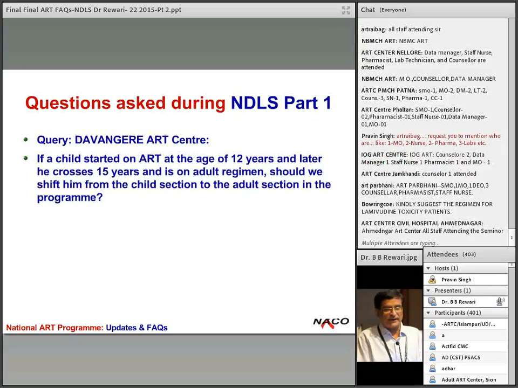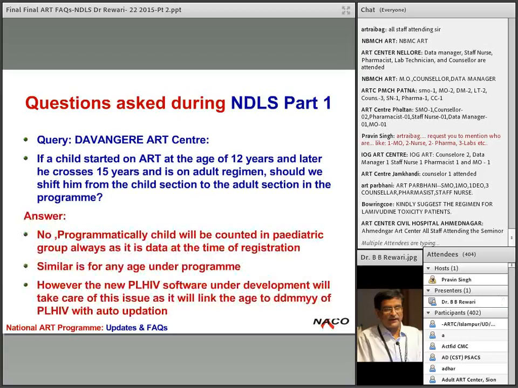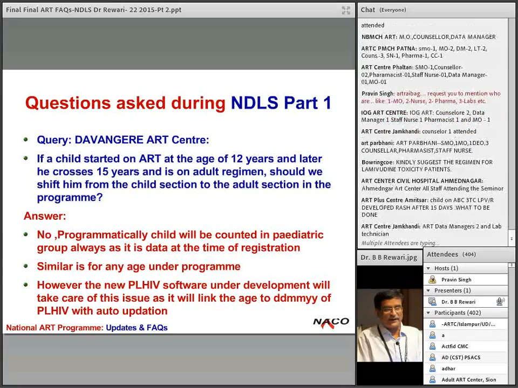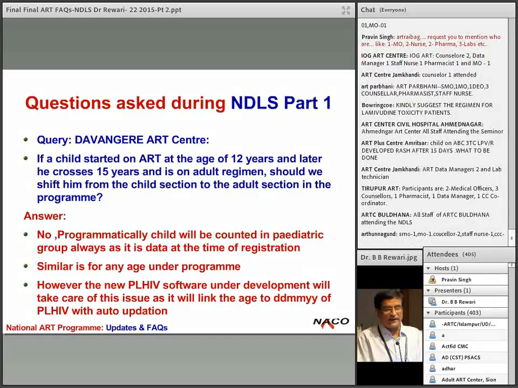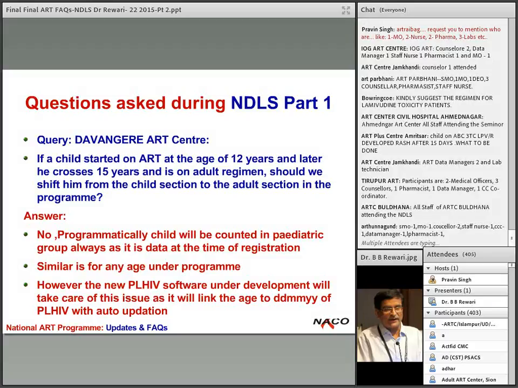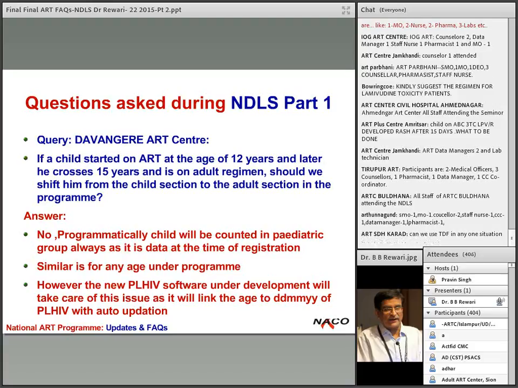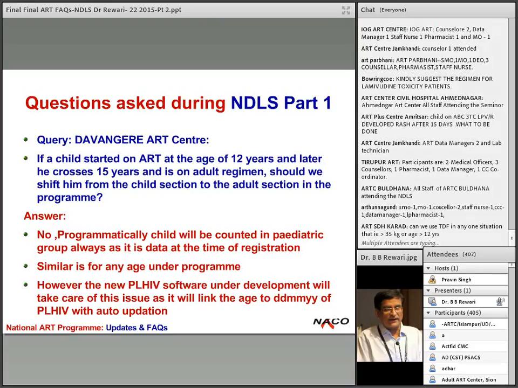A child started on ART at age 12 crosses 15 while on an adult regimen. In the monthly report or in the register, should they be shifted from the child section to adult? No, presently not. Presently they are counted in the children's section, less than 15 years, because there is no way you can update this age. Whatever age at entry was given is taken. But the new PLHIV software which is being modified will take care of this issue, as it will link the age to date of birth. If the date is not available, it will use month of birth or year of birth of the PLHIV, and will auto-update these children into the adult category.